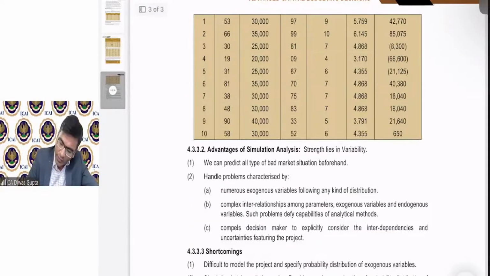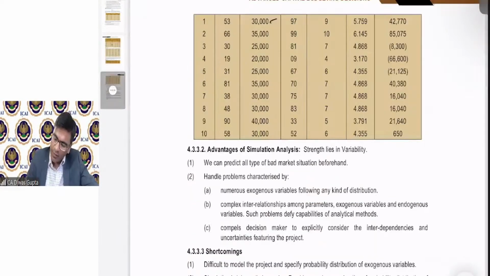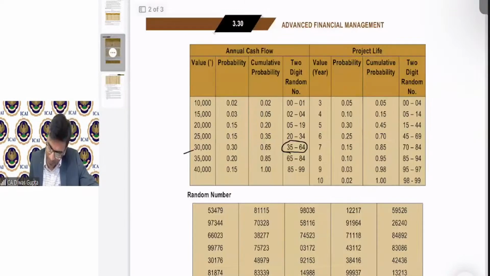Okay, you see 30,000. Then the next random number is 66. Then let's go to the year now, right? So the next random number is 97. Let's go to the random number table. See 97. If you put that 97, it will be here in the time period. And hence the life will be 9 years.